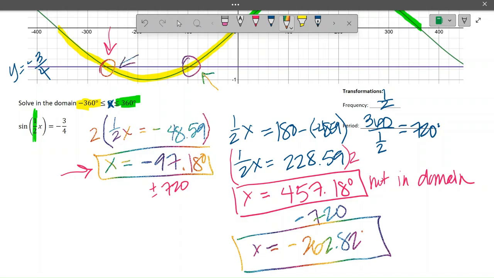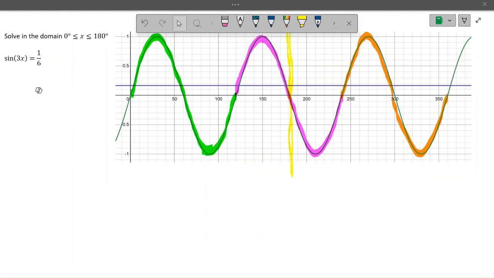As always, please check your answers by popping these solutions into the x value and making sure that you get out approximately negative 3/4. Our third and final problem has a domain from 0 to 180 degrees. You can see that I've highlighted that domain with a vertical yellow line that's at 180 degrees. And we have sine of 3x equals 1/6.